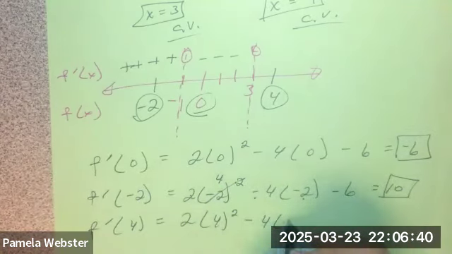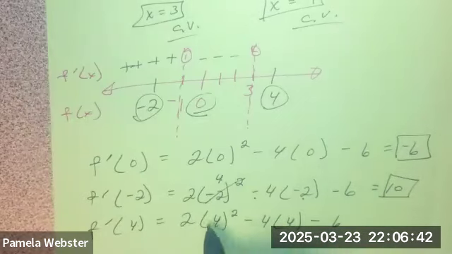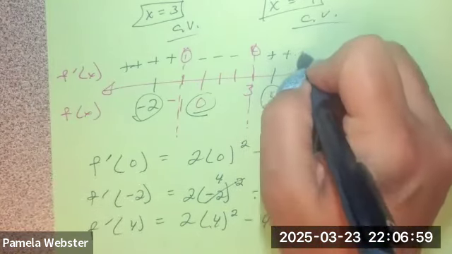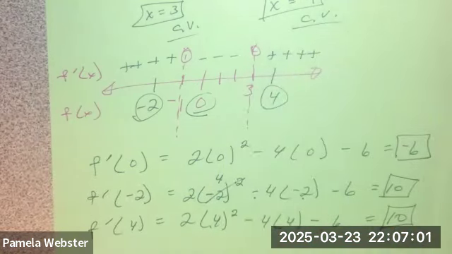4 squared minus 4 times 4 minus 6. These are positive to begin with, right? So 4 squared is 16 times 2 is 32. Negative 4 times 4 is minus 16. 32 minus 16 is 16. Minus 6 is also 10. So it's also positive. That's all I care. Okay. So what do we have going on here?